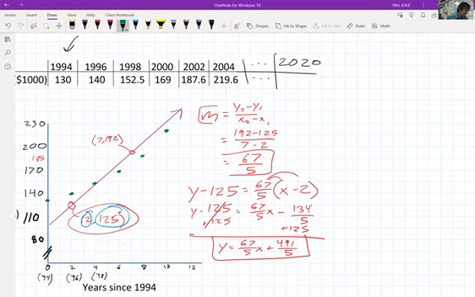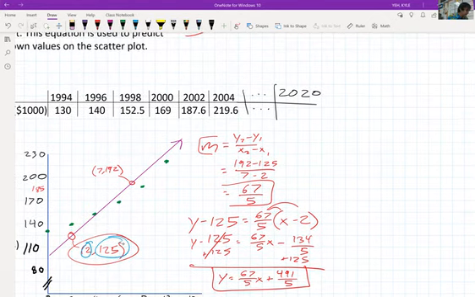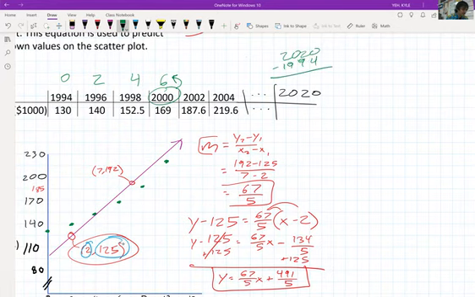We said that x equaled 0 for 1994, because we did years since 1994. And so you notice the pattern. It's just whatever year, 2000, for example, minus 1994, that's how we get our x coordinate. So I'm going to use that. What is 2020 minus 1994? And that looks like 26 years. So x equals 26. I just need to plug x equals 26 into my prediction equation, and let's see what we will get.